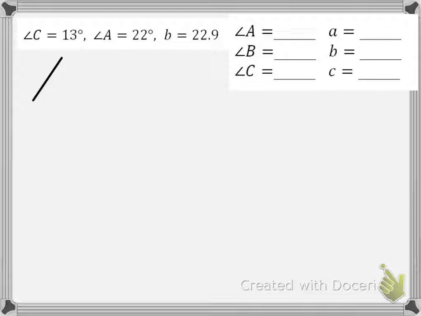This is not going to be a right triangle. Boom. I'm also going to label my sides. I'm going to make this triangle A, B, C. If this is angle A, this must be side A. This is angle B, this must be side B. And if this is angle C, this must be side C.